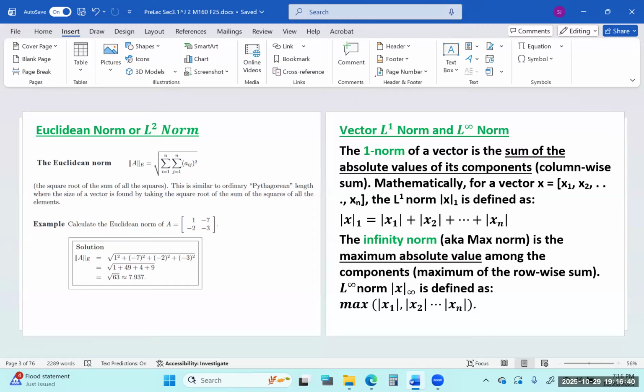Yeah, so supremum, we use supremum for a set. And maximum, we can use anywhere. Max.